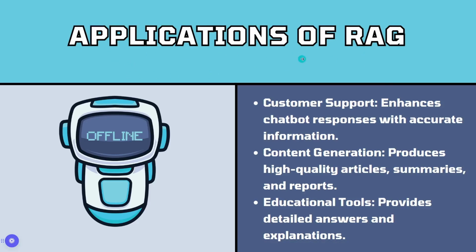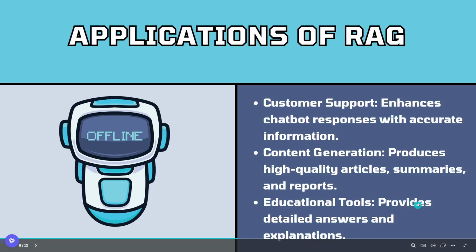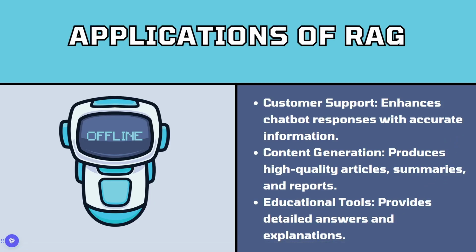Different applications of RAG could be customer support, which enhances chatbot responses with accurate information. Content generation, which produces high quality articles, summaries, and reports. Educational tools, which provide detailed answers and explanations. So it could be used for many different types of applications.